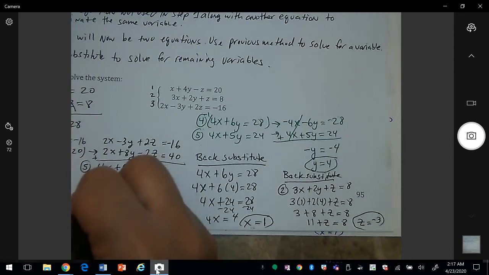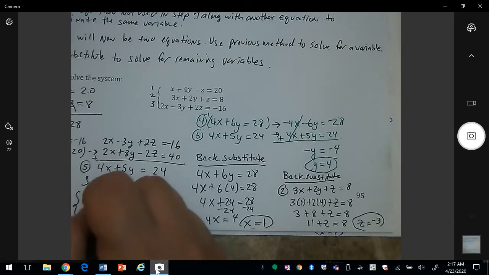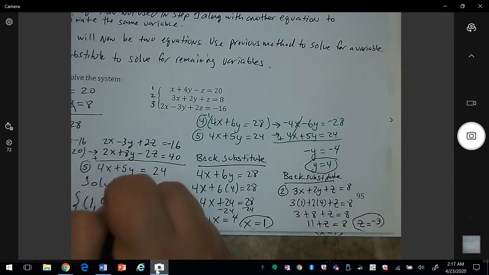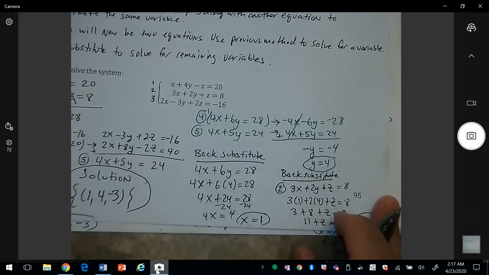So my solution for this system is x is equal to 1, y is equal to 4, and z is equal to negative 3. Okay, let's look at another example.